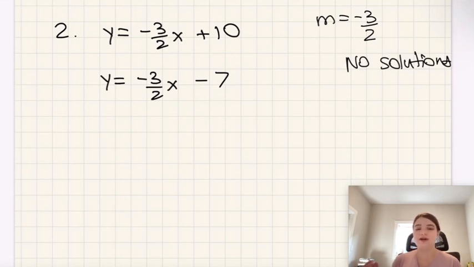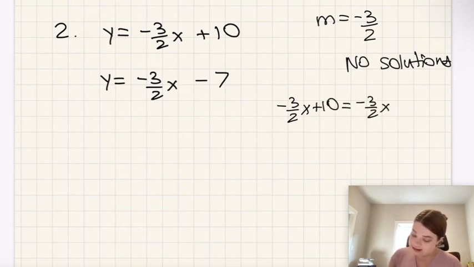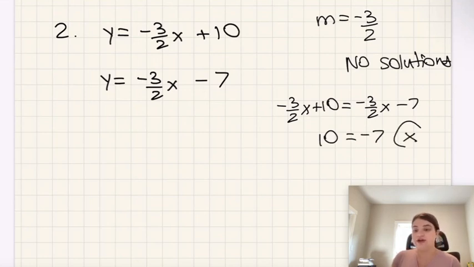Let's say that's not your favorite way of doing it. Another way we could do it is we could use substitution. If we use substitution, we would get negative 3 over 2 x plus 10 is equal to negative 3 over 2 x minus 7, giving us 10 equals negative 7, which clearly is a bunch of nonsense, right? That's not true, so therefore there's no solutions, because no matter what we plug in for x or y, there is never going to come a day where 10 is equal to negative 7. That doesn't make sense. Or we could use elimination.